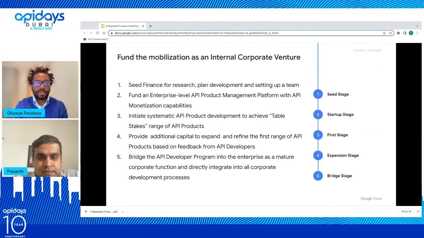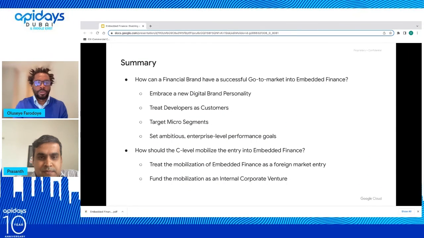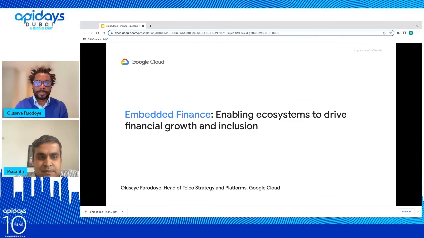a startup step, a stage where you launch your API product with the table stakes, you expand, and then you bridge by bringing that information back into your financial brand. So overall, in summary, to have a successful go-to-market strategy, you need to embrace a new digital brand. You need to treat your developers as customers, target micro segments, and set enterprise-level goals that are measurable and able to meet. And overall, to mobilize into the world of embedded finance, you need to treat mobilization as a foreign market entry and fund the mobilization as an internal corporate venture.